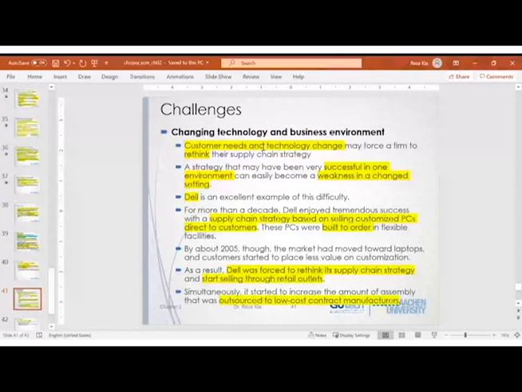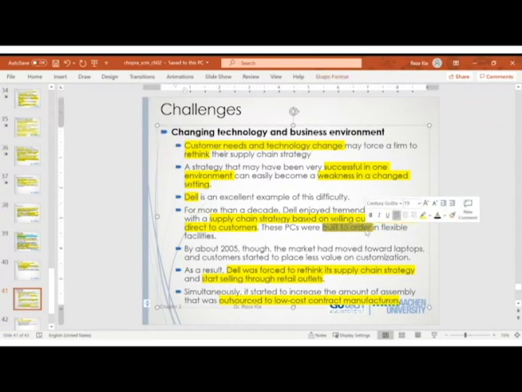One example is related to Dell. Before 2005, their strategy was just selling customized computers directly to the customer. If you remember from the previous lectures, before 2005, customers were more willing to purchase customized computers. At that time, there was no such laptop in the market. There was, but it was not in huge demand. Their strategy was build to order. Whenever there was an order from the customer, they could provide it in a customized manner.